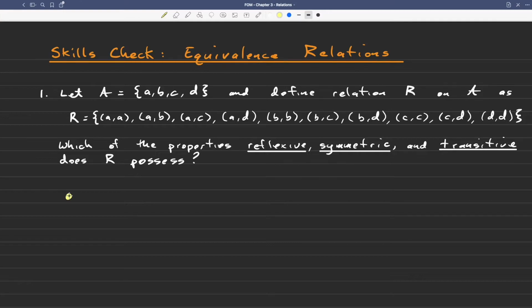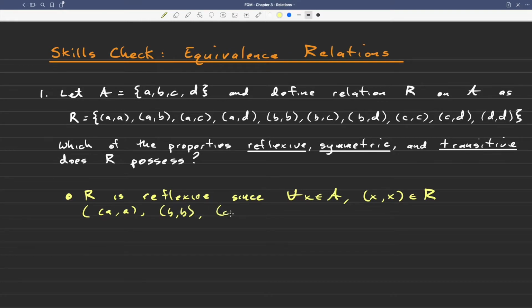In terms of ordered pairs, I need to see (a, a), (b, b), (c, c), (d, d). Do I have all those ordered pairs? Let's just go down the line and check. Well, there's (a, a), there's (b, b), there's (c, c), and there's (d, d). So yes, R is reflexive since for every x in big A, (x, x) is in the relation: (a, a), (b, b), (c, c), and (d, d) are all in R.